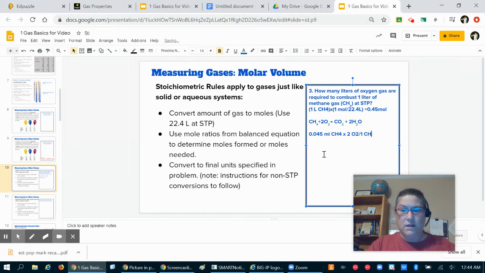So if you put that in the calculator, you know that we're going to end up with 0.09 moles, and that's going to be moles of O2. Okay, if I do it this way, it'll make a little more sense. So now I know how many moles of oxygen gas are required.